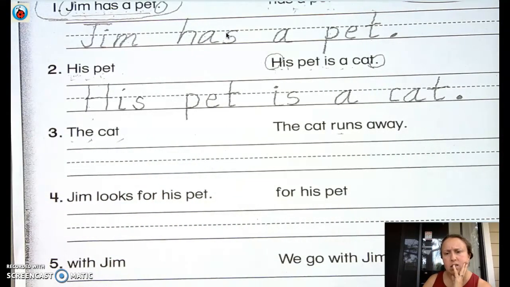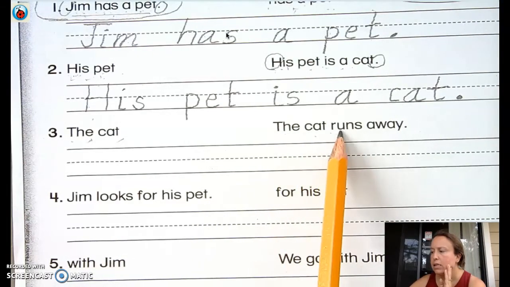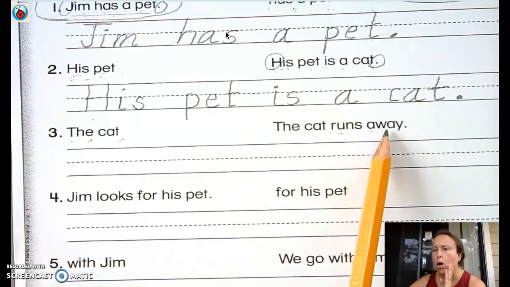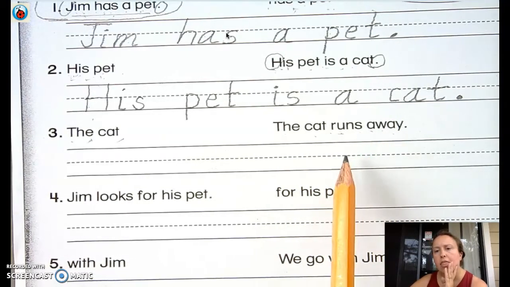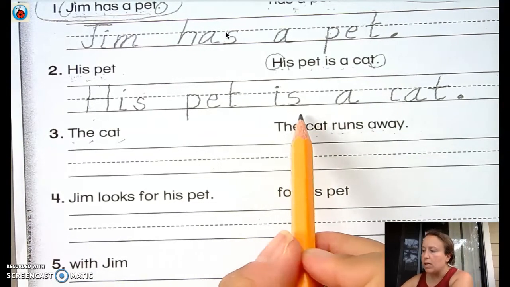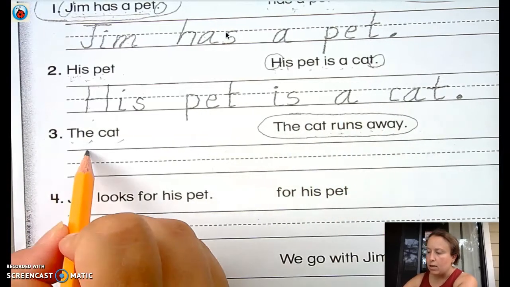The cat. The cat what? Oh, the cat runs away. The cat runs away. Interesting. Okay, so this one is the complete sentence. And now we need to write it on the line.